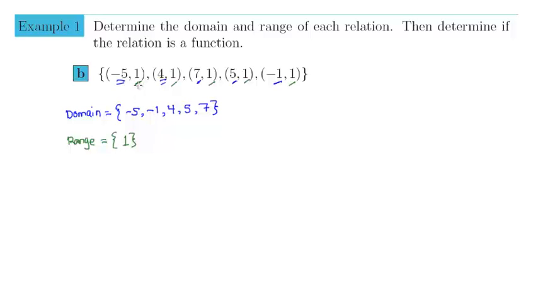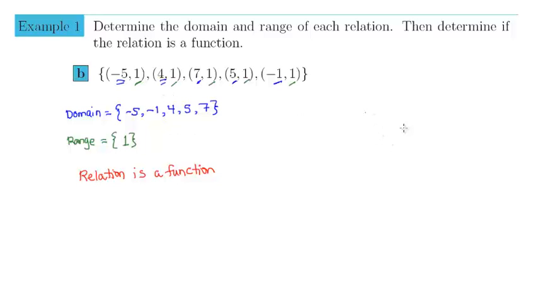They go to a single y value. Now, it just so happens they all go to the same y value, but that's okay, because each element of the domain only pairs to one element in the range. Therefore, this relation is a function. It is both a relation and a function. Again, why? It's because each element in the domain only maps to one element in the range.